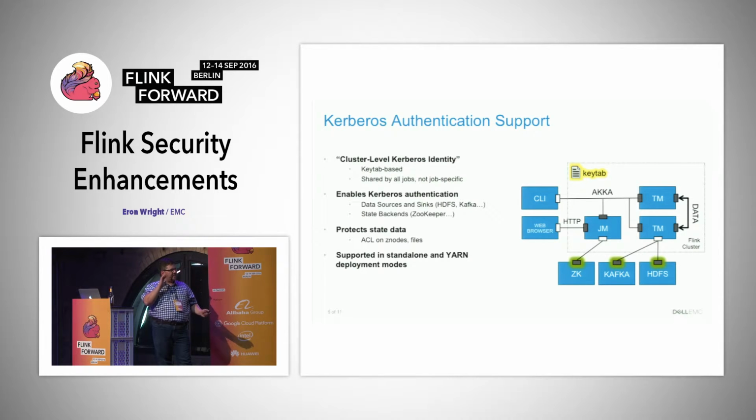Now, I want to make as plain as possible how this works. In a nutshell, when you launch a Flink cluster, whether into Yarn or into Mesos, you supply in the configuration a key tab. This key tab is a password file. Who here has used Kerberos enough to say, I know what a key tab is?